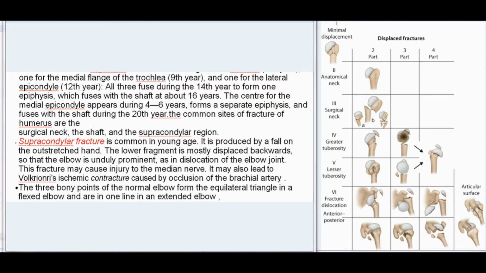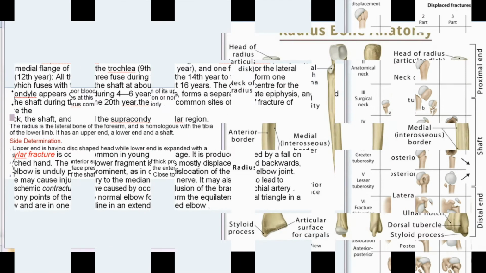The lower fragment is mostly displaced backwards, so that the elbow is unduly prominent, as in dislocation of the elbow joint. This fracture may cause injury to the median nerve. It may also lead to Volkmann's ischemic contracture caused by occlusion of the brachial artery. The three bony points of the normal elbow form an equilateral triangle in a flexed elbow and are in one line in an extended elbow.